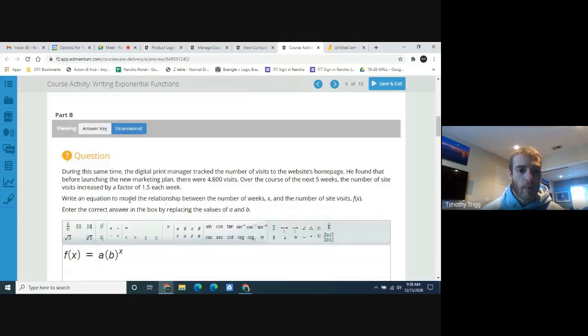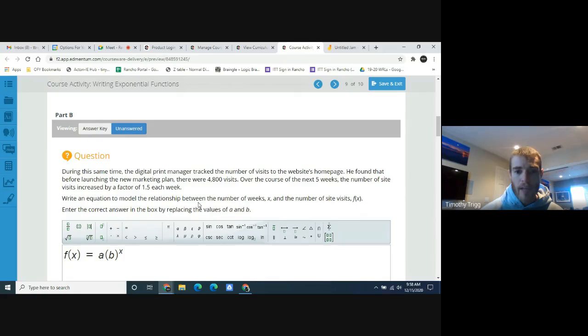Let's take a look at the next one. During the same time, the digital print manager tracked the number of visits to the website's homepage. He found that before launching the new marketing plan, there were 4,800 visits. That's the starting amount. Over the course of the next 5 weeks, the number of site visits increased by a factor of 1.5 each week.